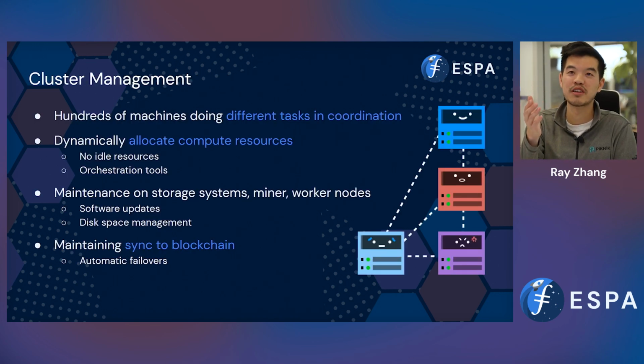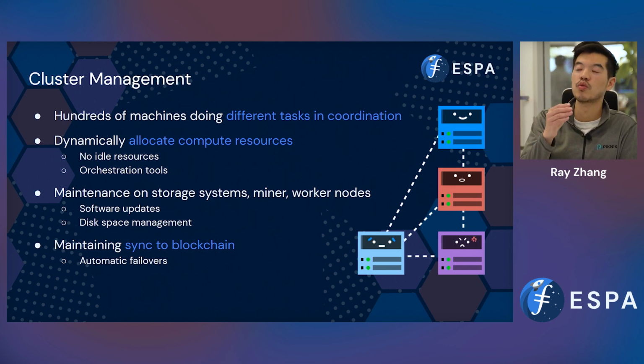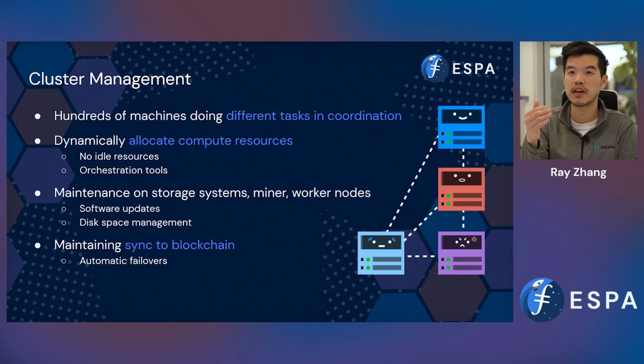As an enterprise level storage provider, you have hundreds, if not thousands of machines that you need to manage and make sure that they're all working on tasks in coordination. With all these different machines, you have compute resources that you want to dynamically allocate to certain tasks. You don't want to waste resources by having them sit and do nothing. One way you can do this is through automation and orchestration tools that will tell machines that aren't working on something to then work on something else.